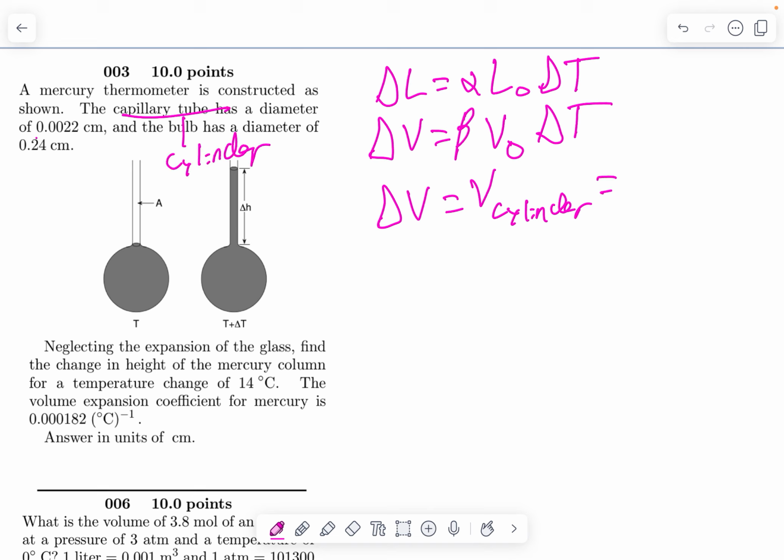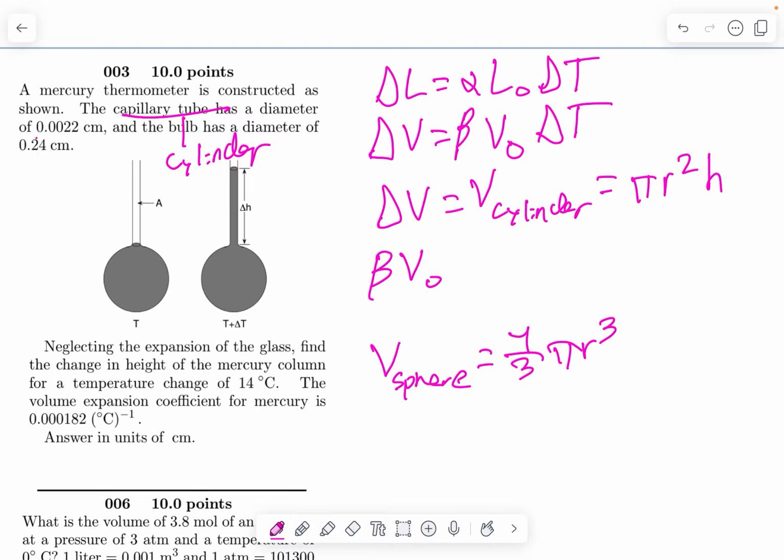And the volume of a cylinder is the area of the circle, which is pi r squared, times the height of our cylinder, which is what we're trying to solve for. So if you know everything, if we know beta, the coefficient right there, and the original volume, which you can solve for, because the volume of the sphere is 4/3 pi r cubed. They give us the diameter of the sphere, so you can use the diameter to solve for volume. And we know the change in temperature, they give it to us, minus 14. Yours is something else.